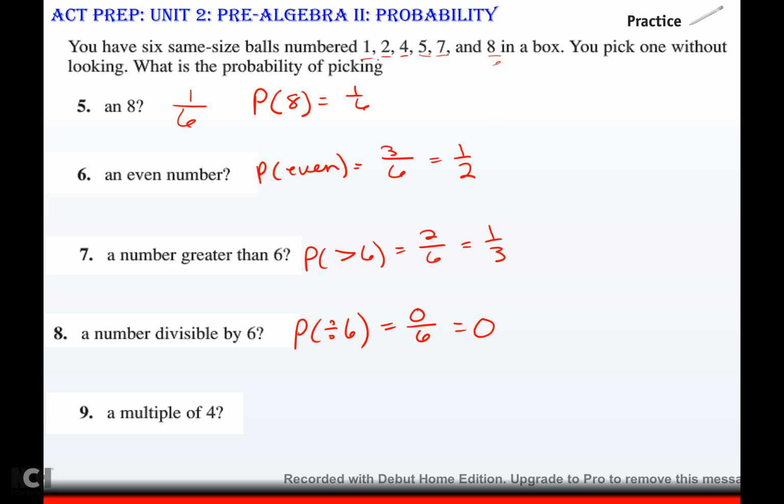Okay, and 9 says a multiple of 4. Well, 4 is a multiple of itself, and 8 is a multiple of 4. In other words, what numbers would 4 go into evenly? 4 would go into 4, and 4 would go into 8. So the probability of getting a multiple of 4 is 2 out of 6, which reduces down to 1/3.